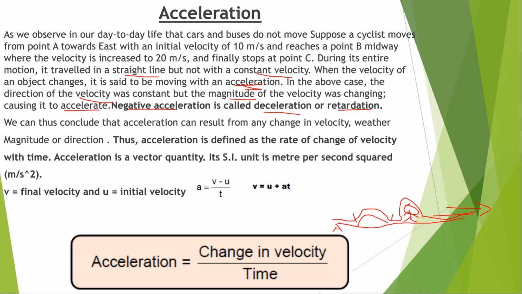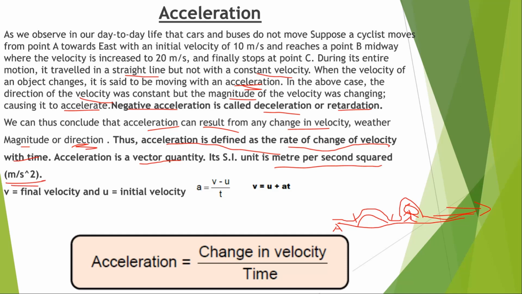So we can even conclude that acceleration can result from any change in velocity, whether in magnitude or direction. Okay, so now what is the definition of acceleration? Acceleration is defined as the rate of change of velocity with time. And acceleration is a vector quantity and its SI unit is meter per second squared.